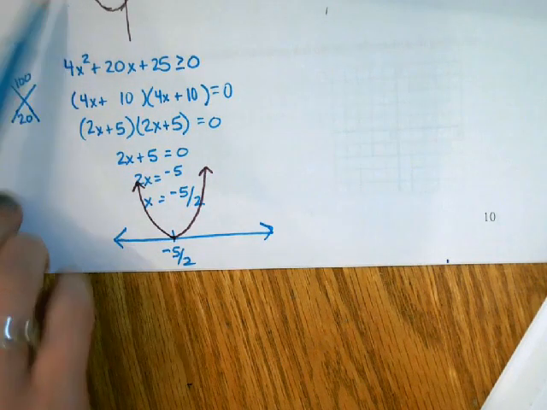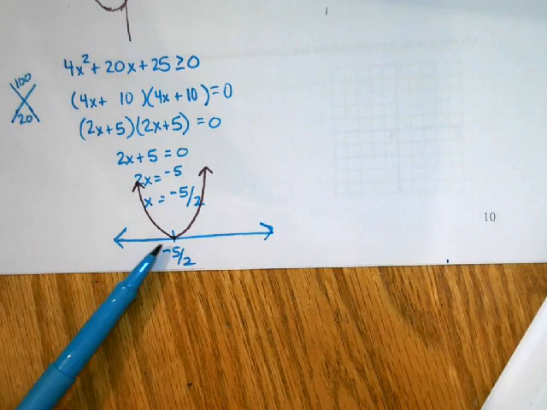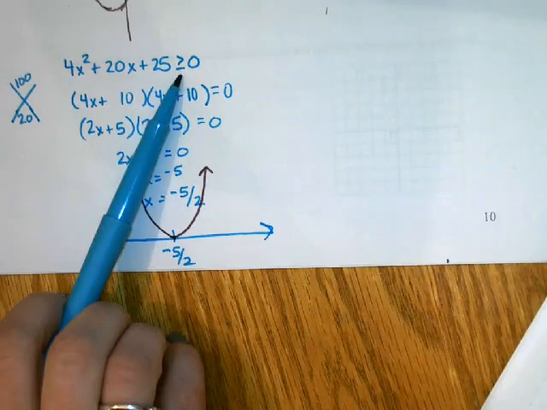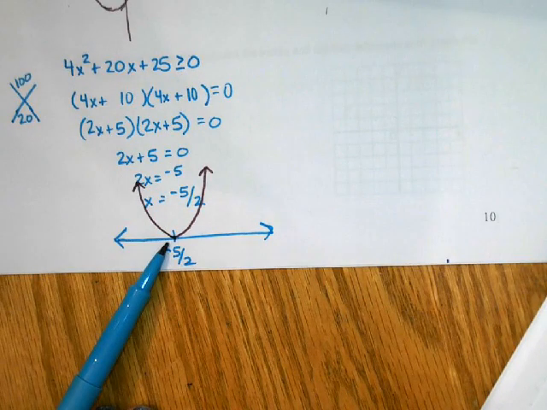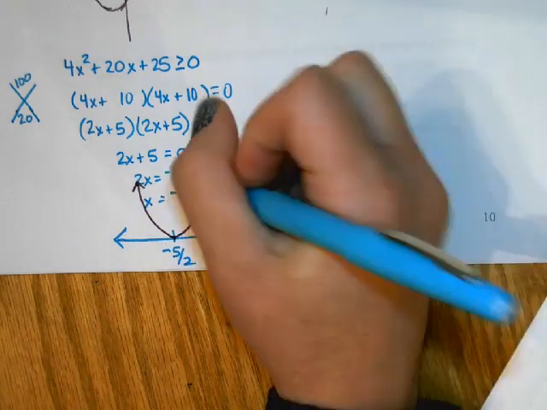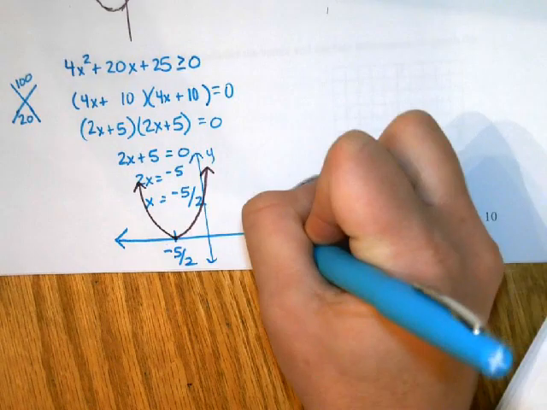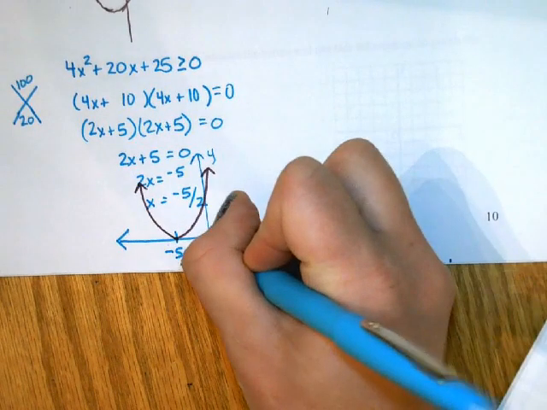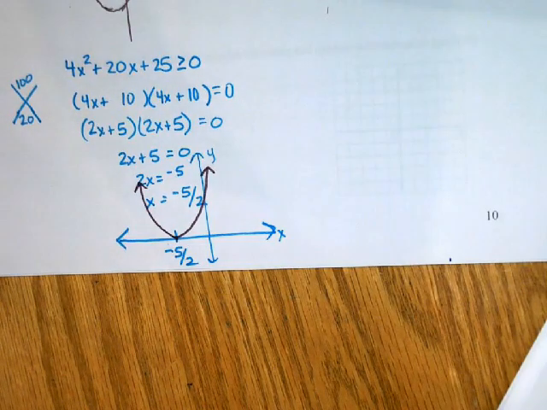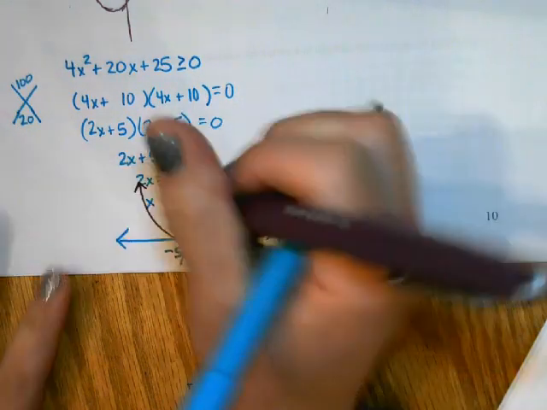My a is positive, so he opens up. So I just sketched him in like that. We want to know, when is my graph above the x-axis? There's 0. Does he ever go below the x-axis? No, so this guy would be all real numbers.